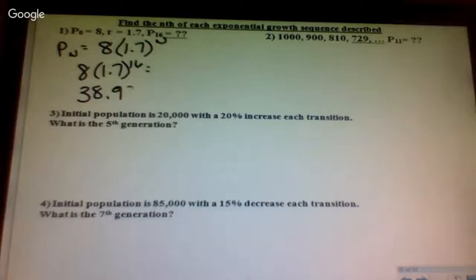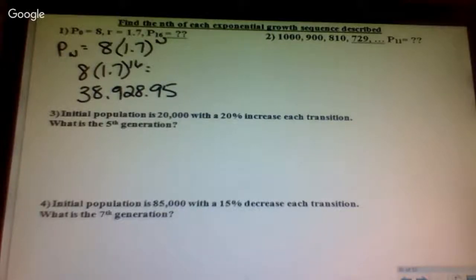So my formula looks like what? 8 times 1.7 raised to the n. Geometric is so much easier than arithmetic. The formulas are wonderful. We're trying to find P sub 16, so I need 8 times 1.7 raised to the 16th power. That's 38,928.95.